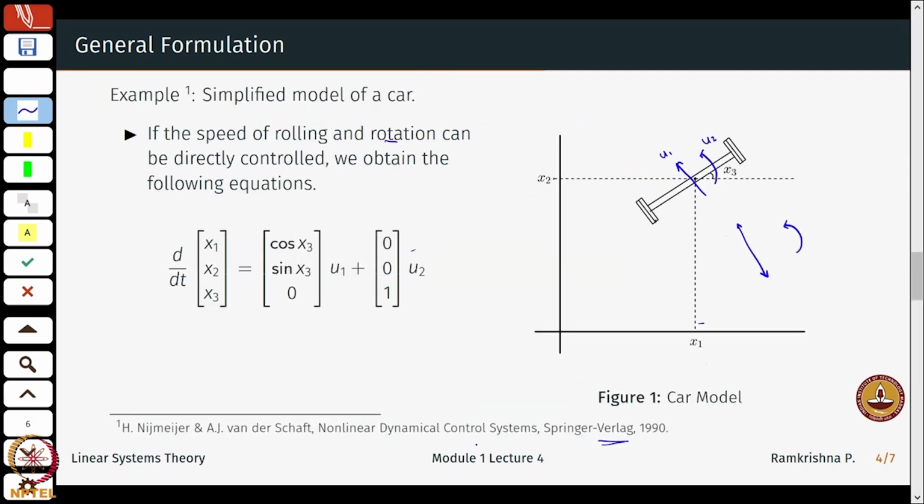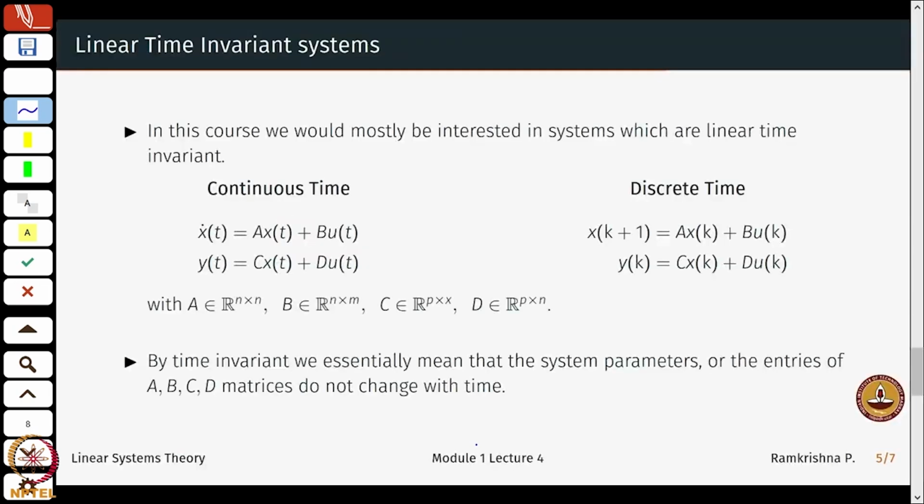Okay, so once we perform the process of linearization, I would be interested essentially in two kinds of systems, right. One is continuous time systems. I use the word invariant here, and I will elaborate on this shortly. Continuous time systems: x dot of t is A x of t plus B u of t, y is C x plus D u. In most cases when it is obvious, I will just write x of t as just x. Similarly, when it is obvious, I will omit this argument just to make the notation a bit compact.